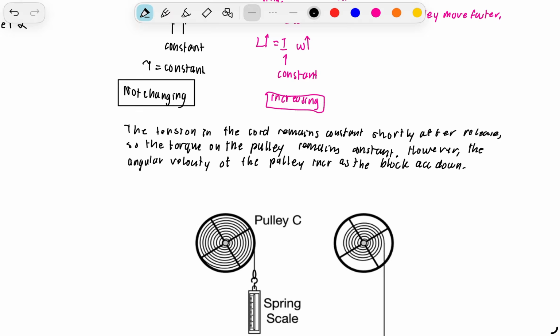The block accelerates down, causing the pulley's angular momentum to increase.